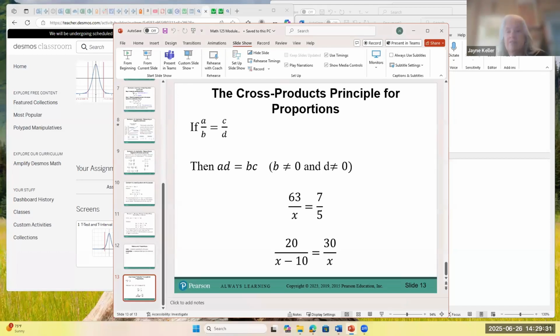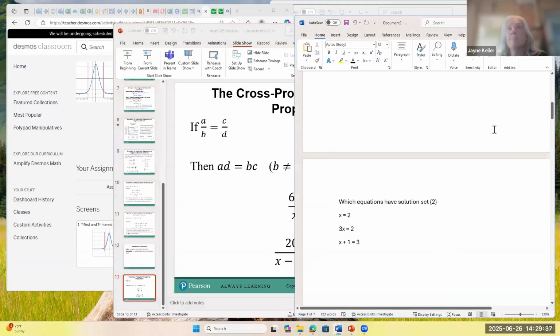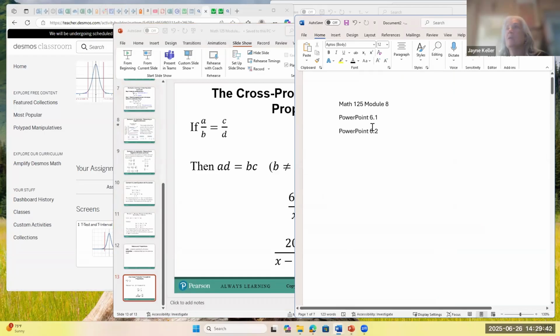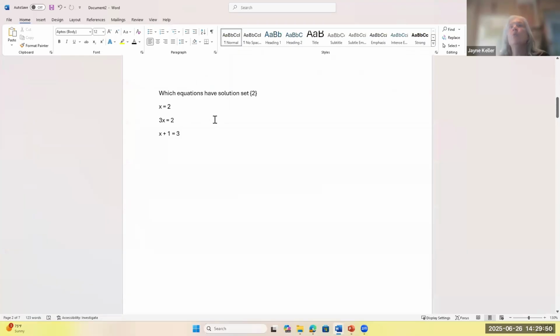And we have just enough time for a couple of problems from last semester. Let's see. Here we go. All right. So this was one that stumped some people. Bring this up. Which equations have solution set 2?